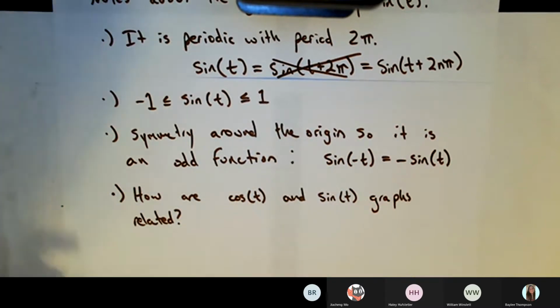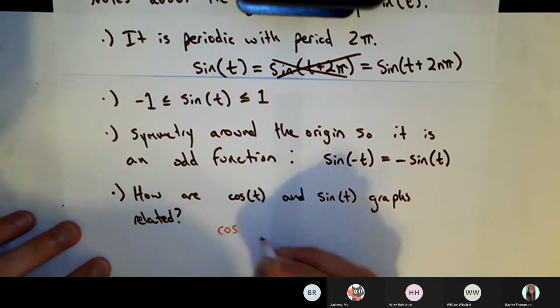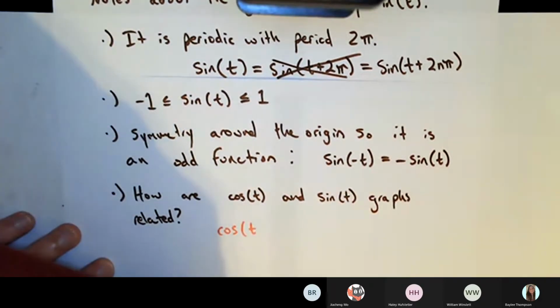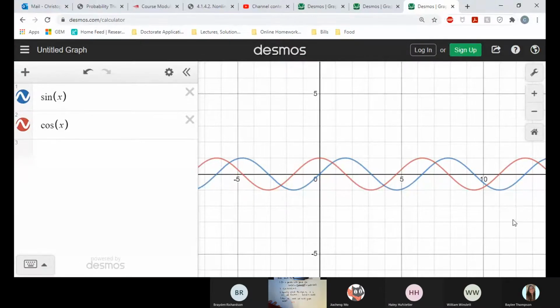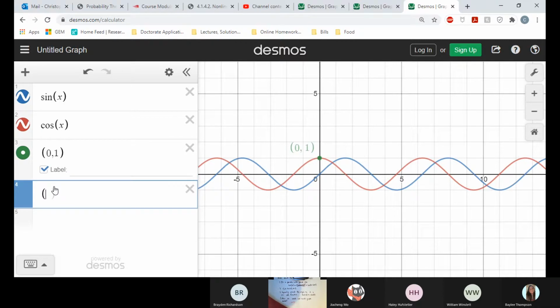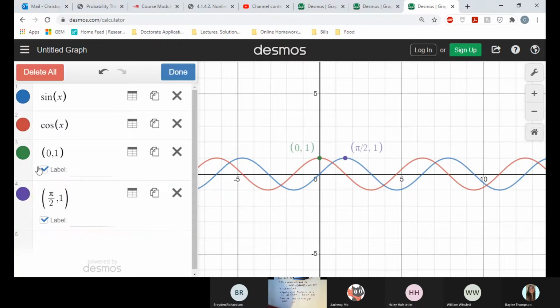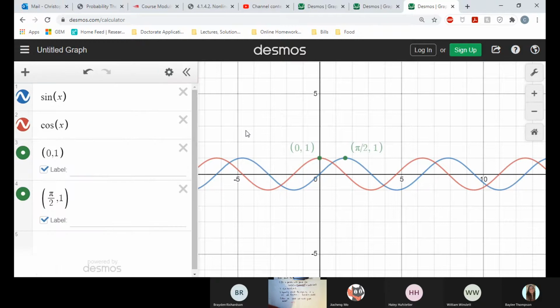How can I describe this? Let me write it in red because this is kind of a big idea. If I take the cosine t graph, that's the red one. Let me share my screen. All right. If I take the cosine graph, which is red here, I want to shift it right by pi on 2 to get it to, oh wait, how do I know pi on 2? Well, sorry, I kind of gave that away there. Let me graph the point 0, 1 and label it, and graph the point pi on 2, comma 1, and label it. I'll make them both green just to make them easier to look at. Okay.